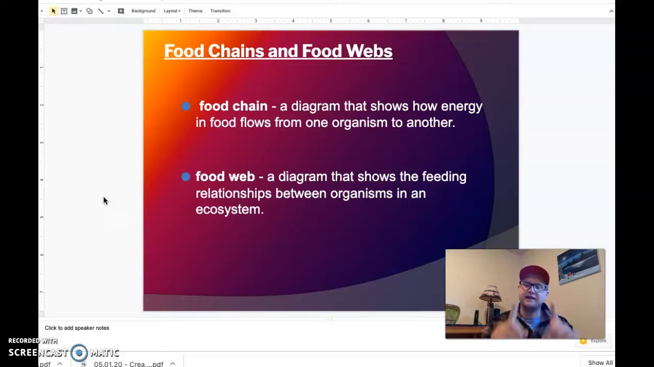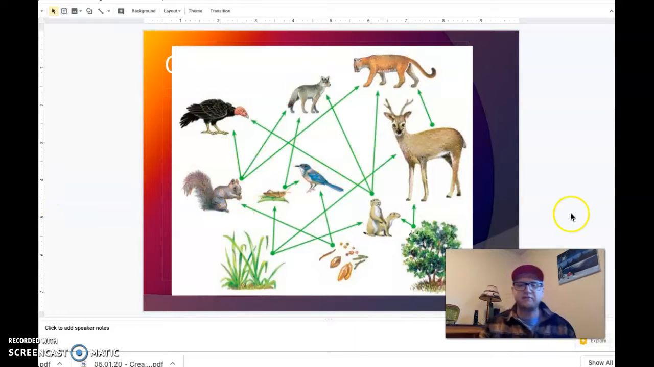A food chain is like a linear line that shows how energy flows between organisms. It's a straight line, so it'll go from like a plant to a rabbit to a snake to a hawk, and that would be a food chain, right? One single line. Now, a food web is a little bit more complicated. Instead of being a straight line, it shows a bunch of different food chains in one picture, right? So instead of having one straight line, you have many different ways that energy can flow in this web, but it still shows your different types of organisms.